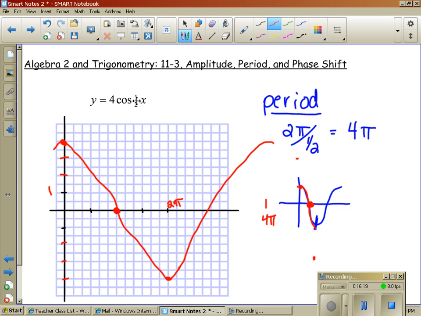Again, 2 pi divided by that number gives you the period. The number in front gives you the amplitude. So in class, we'll talk about how to find the period no matter what number is in front of the x.